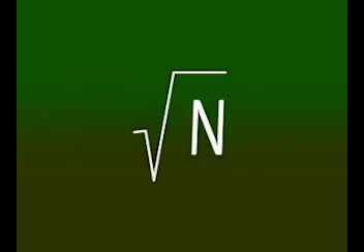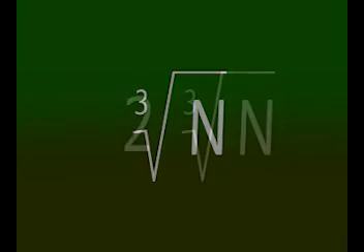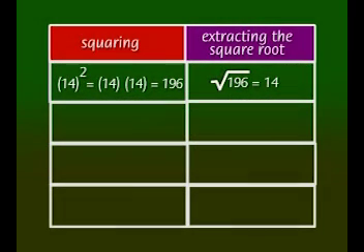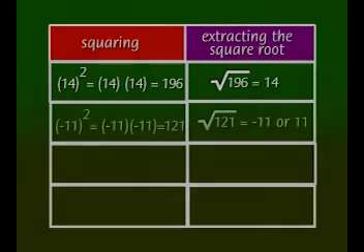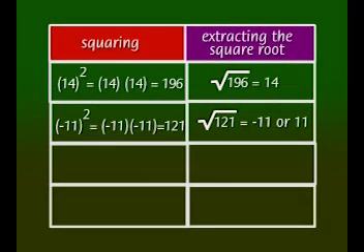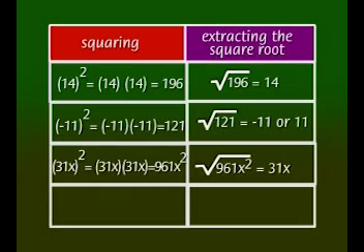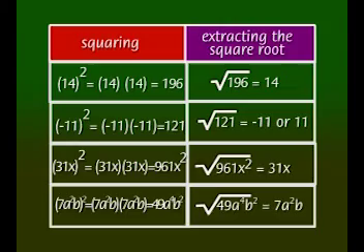This is read as the square root of n. This is read as the cube root of n. In 2 cube root of n, 2 is the coefficient of the radical. Note these relationships. As you can see, extracting the square root of a number is the opposite or inverse operation of squaring that number. To find the square root of a number n, we think of a number which, when multiplied by itself, gives n.